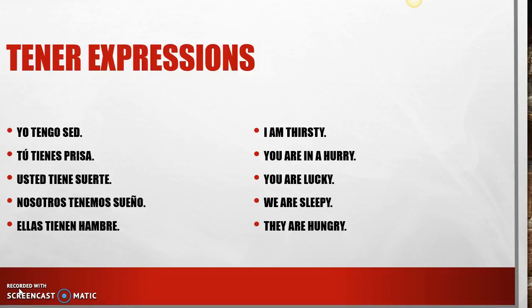Ellas tienen hambre. Since our subject is ellas, we conjugated tener in the ellas form. Tener hambre translates to be hungry. So ellas tienen hambre is they are hungry.